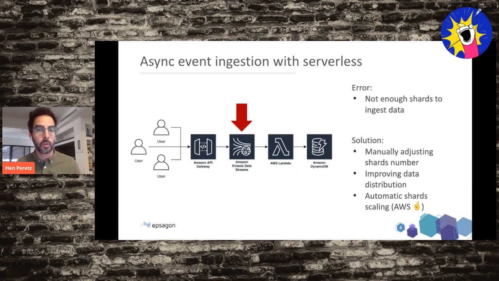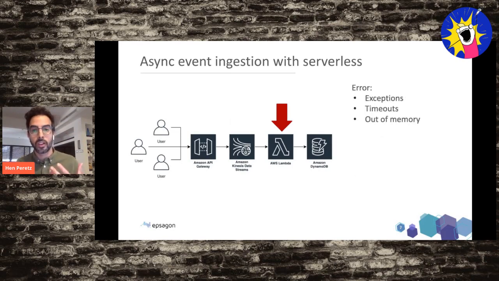And I think the best way will be to just implement automatic shard scaling, which hopefully one day AWS will just have that built in and you don't have to build it on yourself. And even a Lambda function is not prone to errors. So a Lambda function can suffer from exceptions and out of memory and also timeouts.